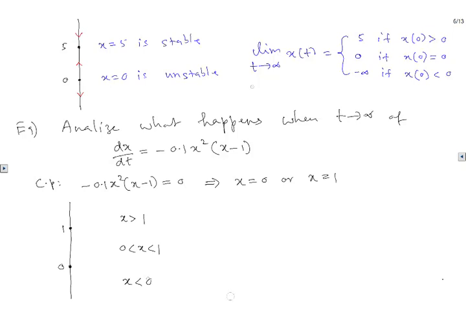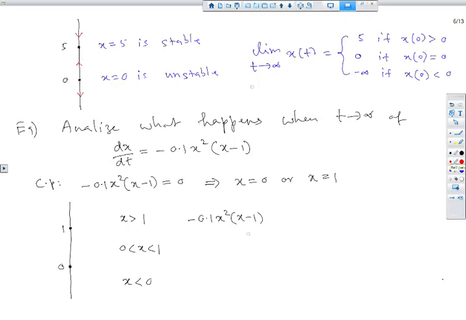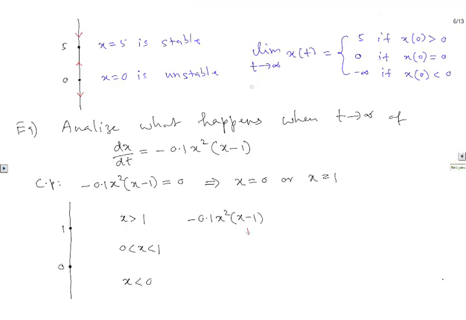So let's pick a test point. What we normally do is pick a test point and check the sign. So it's negative 0.1 x squared times (x minus 1). If you pick a value larger than 1, what are the signs? This is going to be plus, this is automatically plus. So it is plus plus with a minus sign, so it's going to be negative. That means dx over dt is negative, so x is going to go down. So here we have a down arrow.